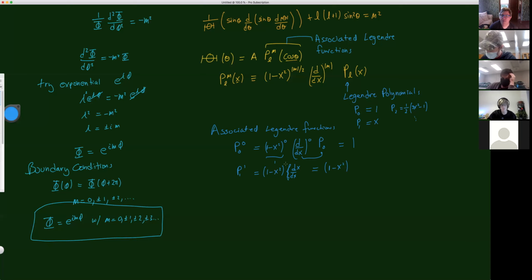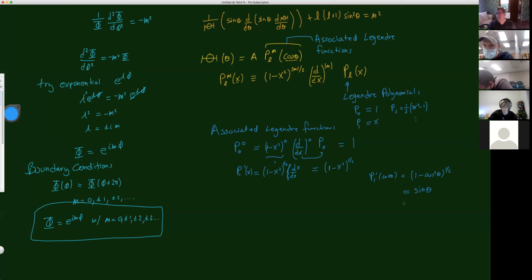Okay. So this is just going to be 1 minus x squared, oh, I forgot the m. This is to the 1/2. Sorry about that. Okay. So this is P11 of x, but we need to put a cosine in for x now. So P11 of cosine of theta is 1 minus cosine squared theta to the 1/2. Of course, 1 minus cosine squared theta is sine squared theta, and to the 1/2 is sine theta.